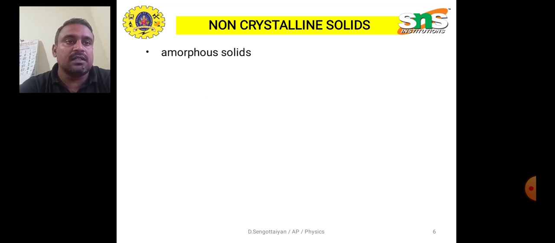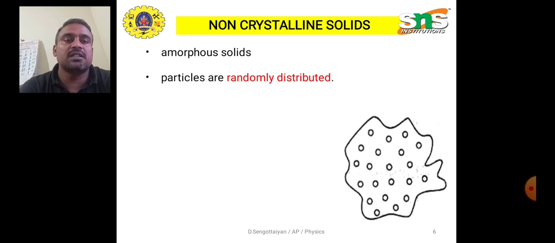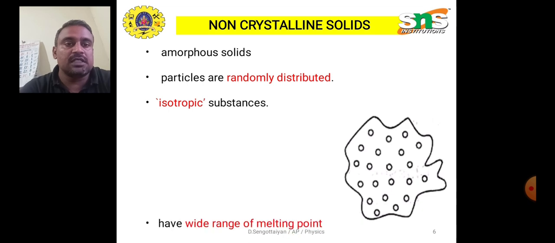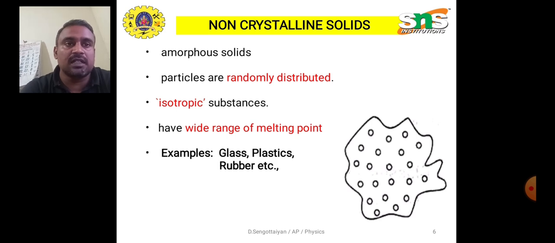Then the non-crystalline or amorphous materials have an irregular arrangement of atoms or molecules. The particles are randomly distributed. Then they are isotropic substances. Then they have a wide range of melting point. Examples for non-crystalline: glass, plastics, and rubber.